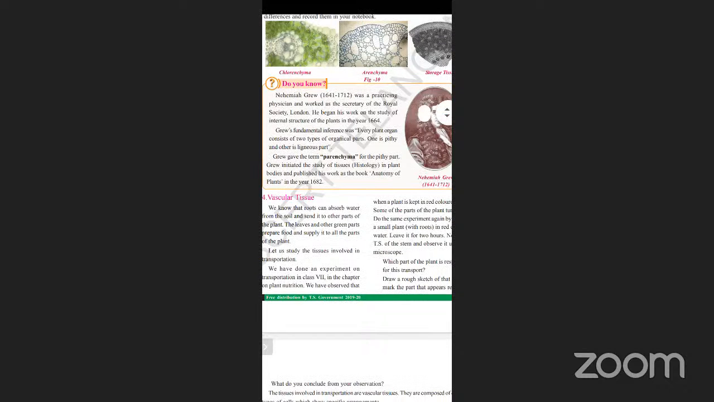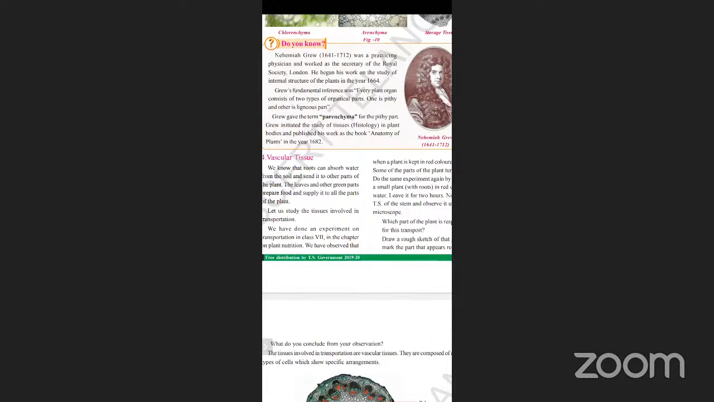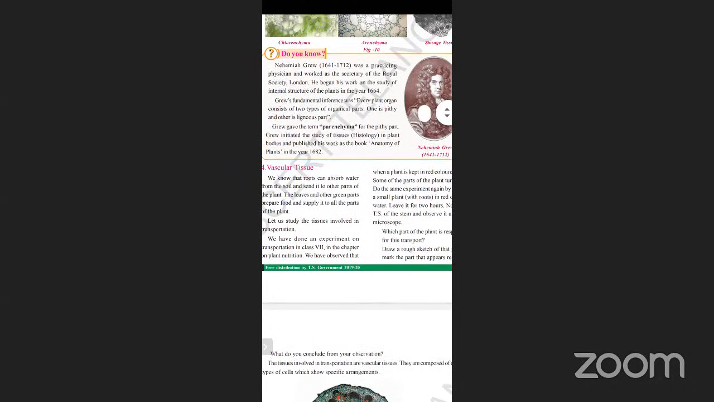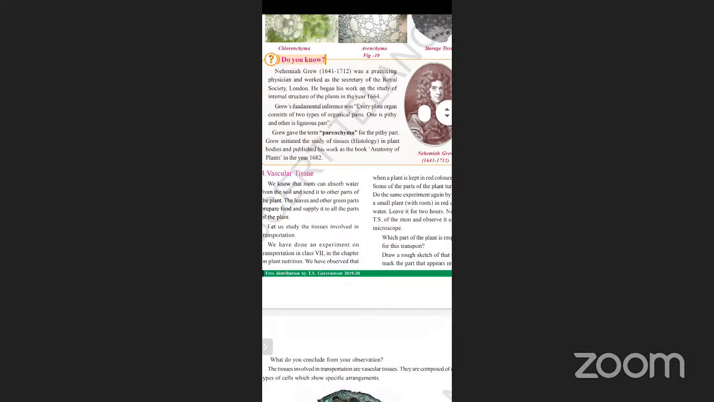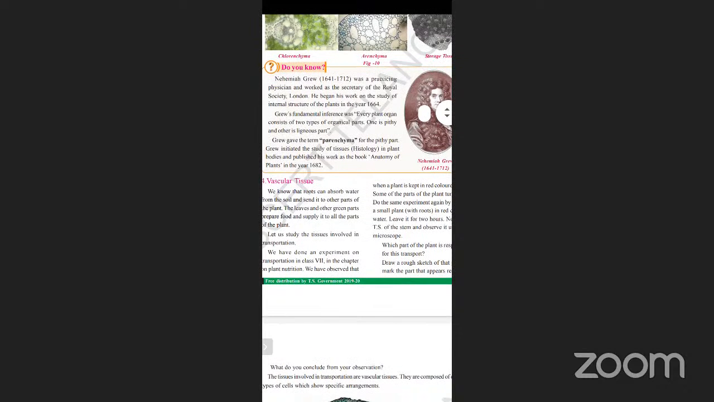In which year? 1664. Grew's fundamental idea was that every plant organ consists of two types of organic parts: one is pithy and the other is ligneous. So, his inference. What is his inference?